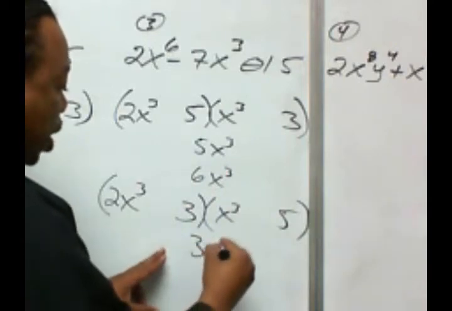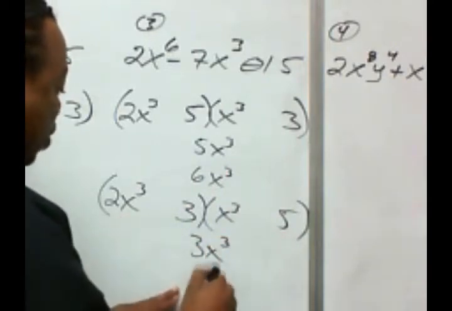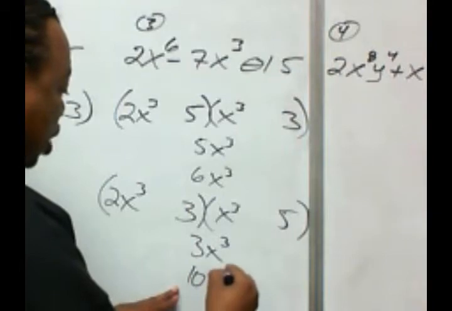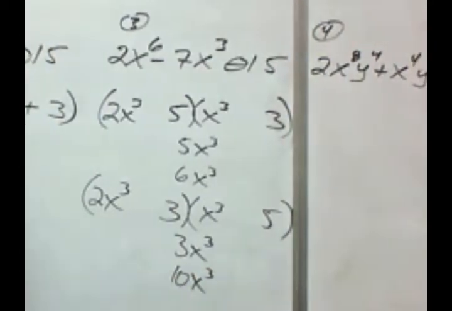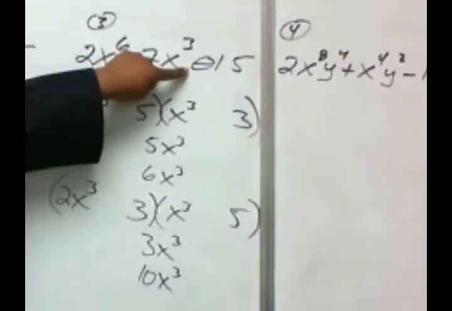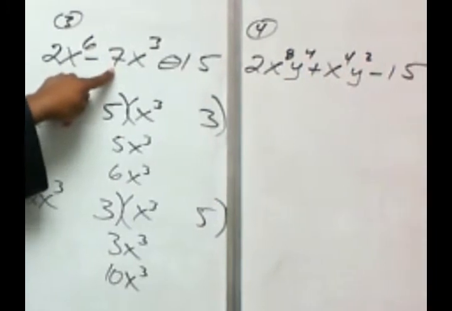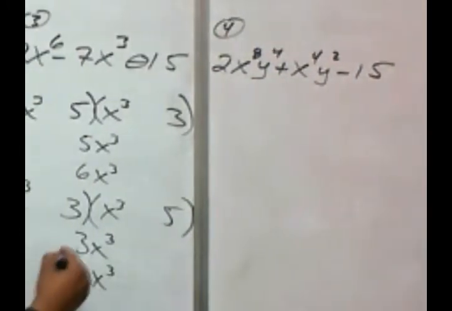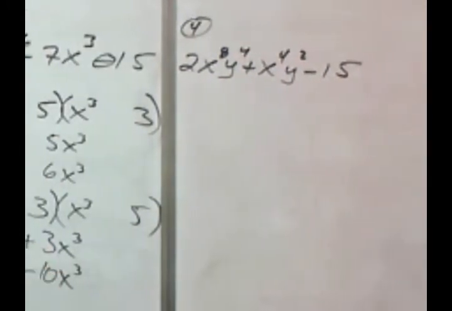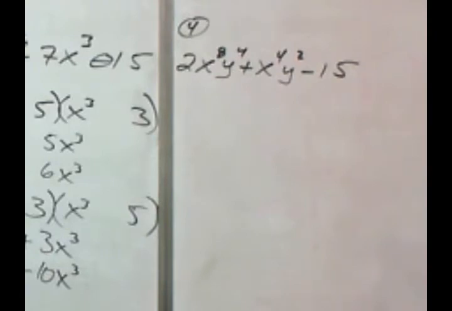This will give me 3x cubed here, and this will give me a 10x cubed. And the question, once again, can the signs be different and we get a negative 7x cubed? And the answer is yes. If this were positive and this were negative, the signs would be different and we would get a negative 7x cubed. So our signs need to be positive then negative, positive then negative. Okay, number 4.